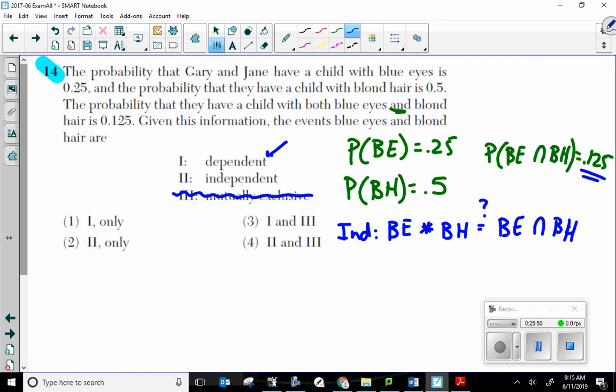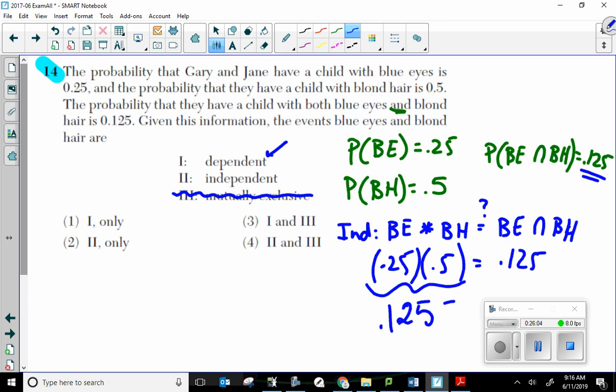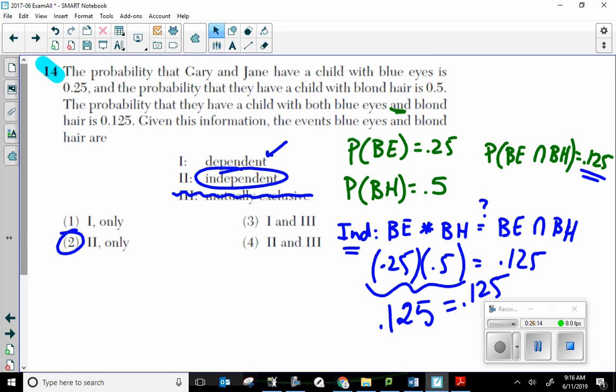All right, here we go. Blue eyes is 0.25 times blonde hair, which is 0.5. Does that equal both, which is 0.125? If you put this in your calculator, you will get 0.125, and that does equal 0.125. If they are equal, they are independent. Only choice 2. Bam! Mutually exclusive. Crazy. All right, next one.